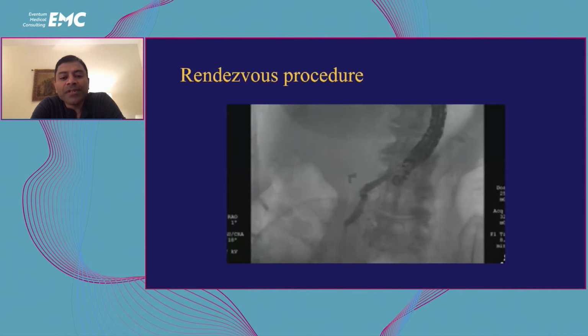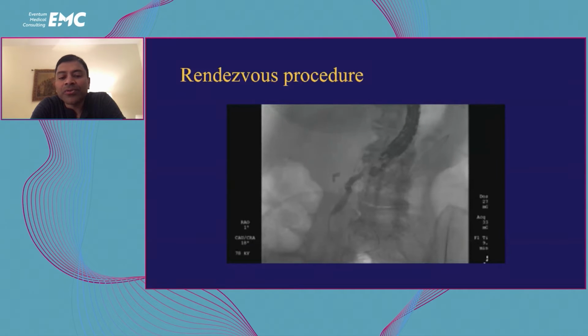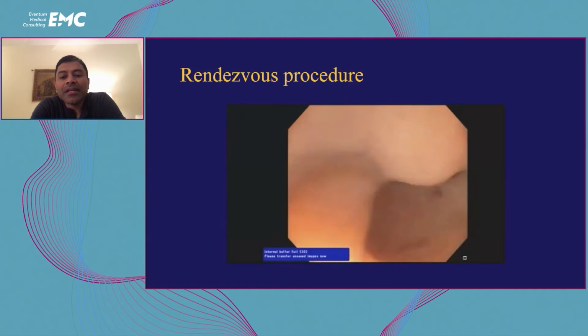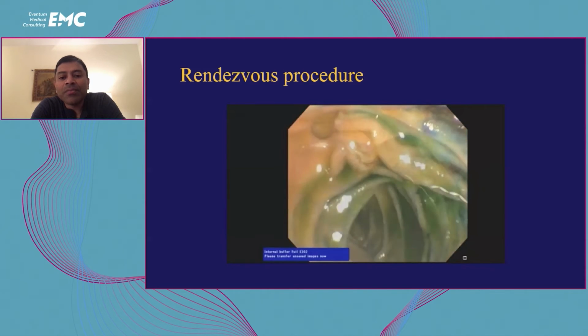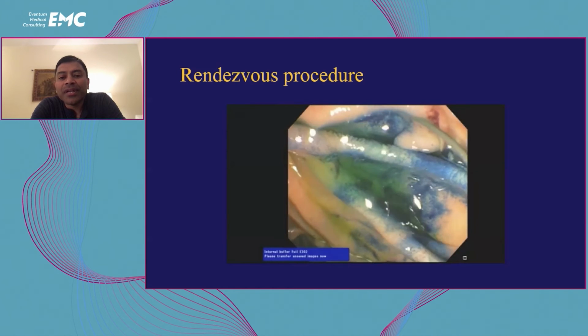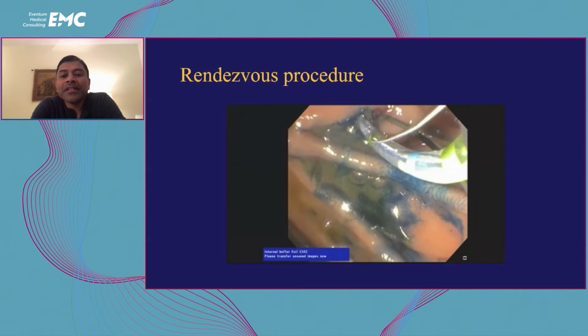So once the guide wire is passed through the duodenal lumen, in the rendezvous technique, it's important to retract the needle, remove the echo endoscope, and then you pass your ERCP scope to identify the major duodenal papilla. Once the major duodenal papilla is identified, then there are two options.